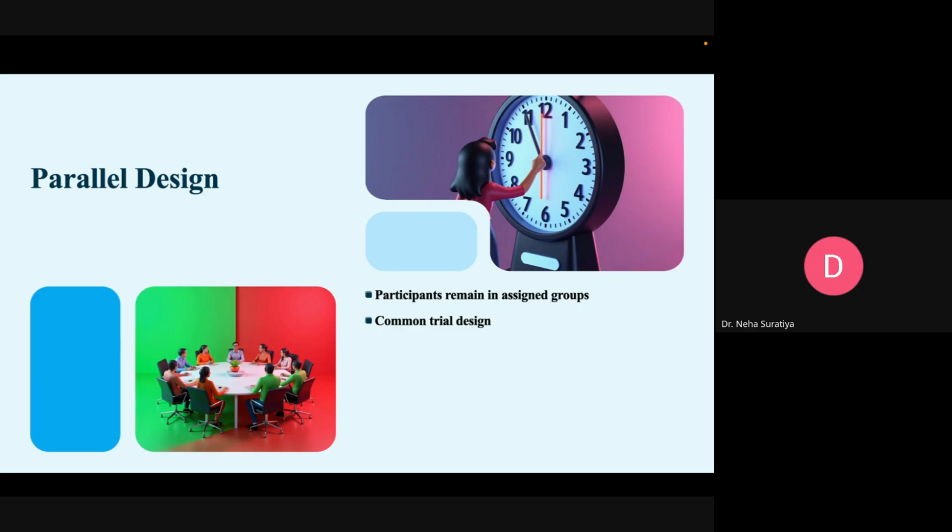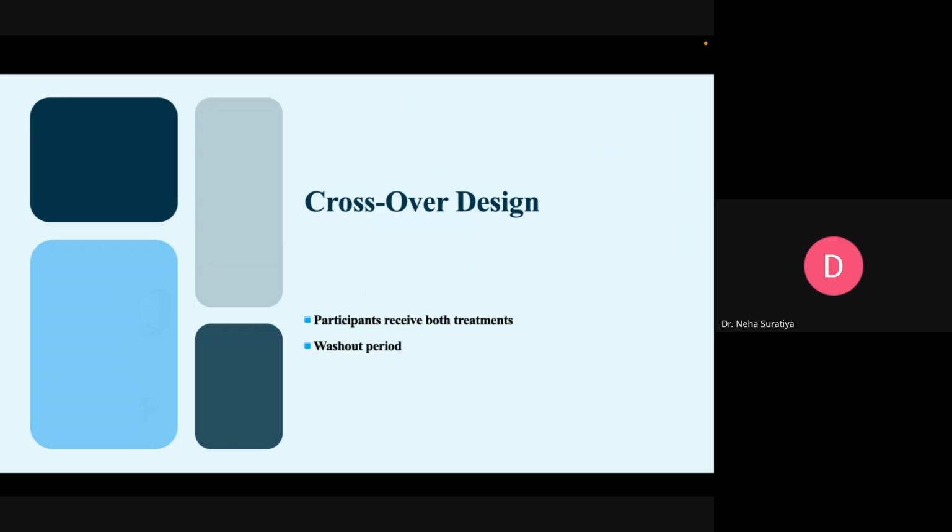Okay, so I hope it is making sense to you what we mean by parallel design. So this is all about randomized controlled trials, blinding and the parallel design concept. The next thing we have in the experimental and interventional designs, guys, is the crossover design. So let's move to another important design called crossover.